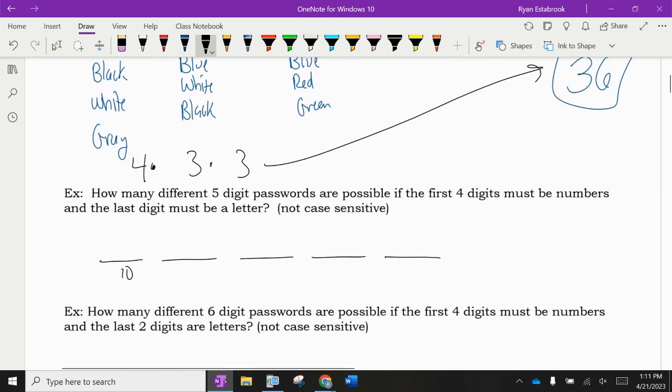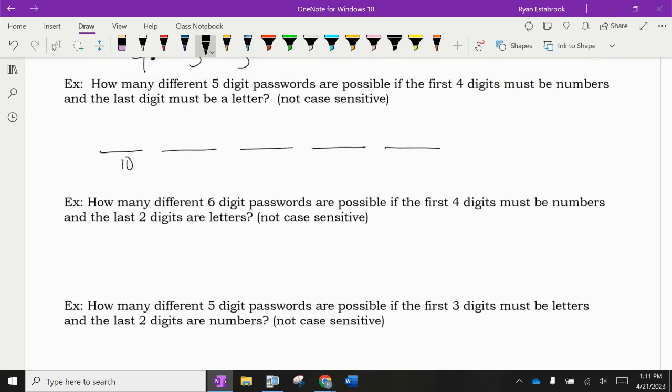Just like here, there were 4 possibilities for our first shirt. How many possibilities are there for the second one? 10. Can we repeat the digit? It doesn't say that we can't. So yeah, sure. How many possibilities for the next one? 10 for the next one.